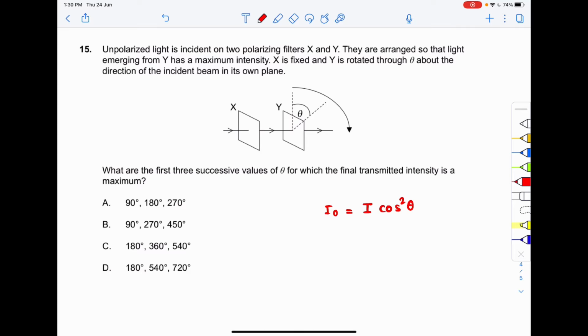So what does this equation mean? I is the previous intensity. θ is the angle rotated. And the final intensity after the rotation happens is I0. So I0 is the final intensity. So they are asking what are the first three successive values of θ for which the final transmitted intensity is maximum.